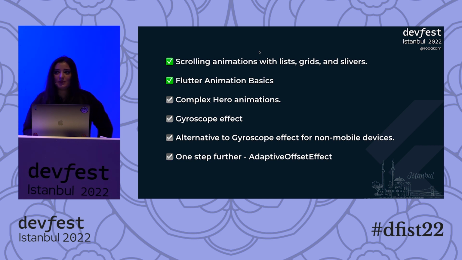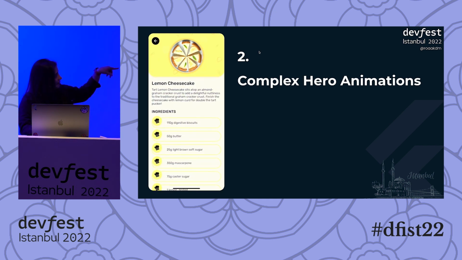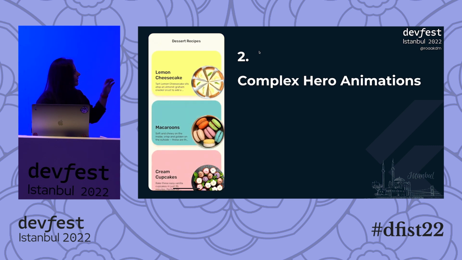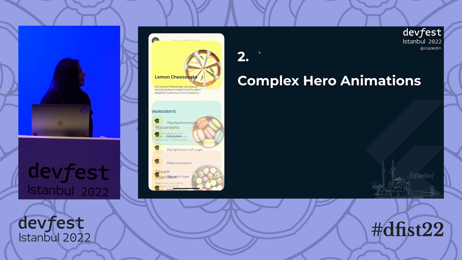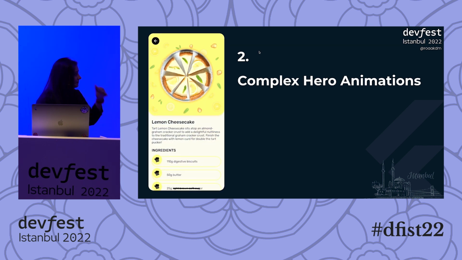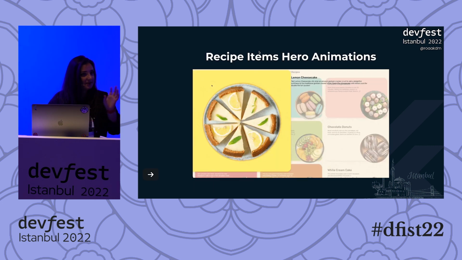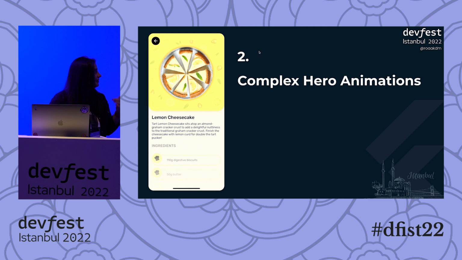Now it's time to do the complex hero animation that we see here. So when I say hero, you can see the cheesecake image animating into view, like moving from the previous page to the next page. This is what we call hero animation. And this is done very easily with Flutter, just a hero widget. But we have to do some optimizations on it to make it smoother.